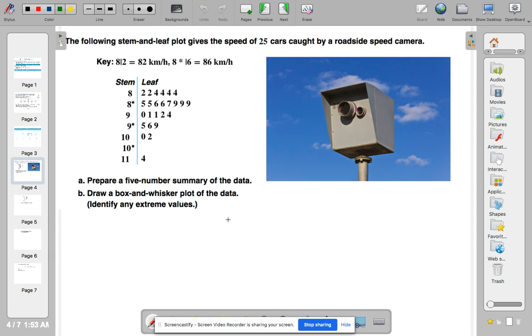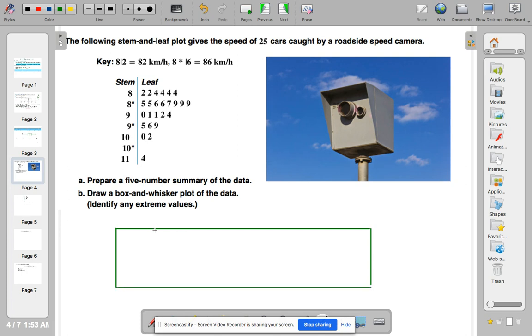In the next question, we've got to go a step further. We've actually got to create the 5-figure summary and then draw the box and whisker plot. Okay, so let's have a look at that. First up, we might draw a little table here. So I'll draw up a table and we'll put in our 5-figure summary.